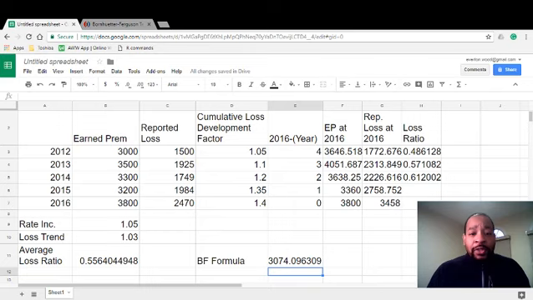and this represents the loss that you would expect based off of the historical data for 2012, 13, and 14.